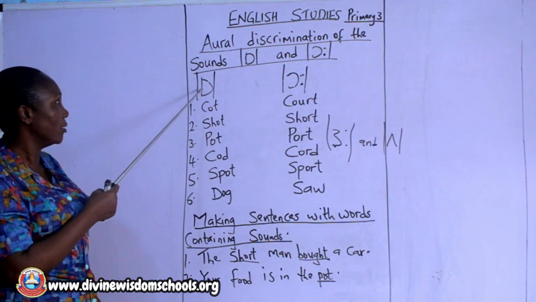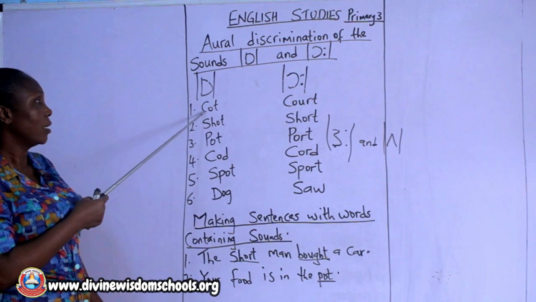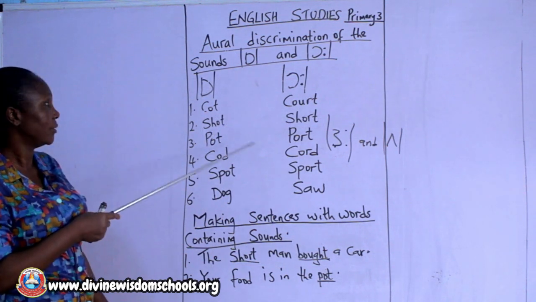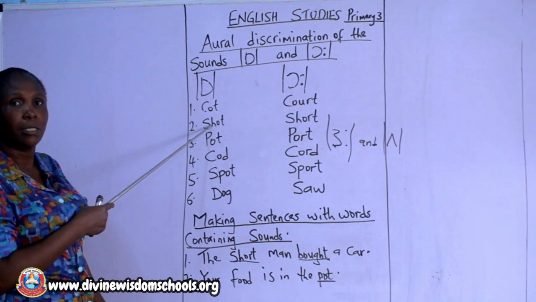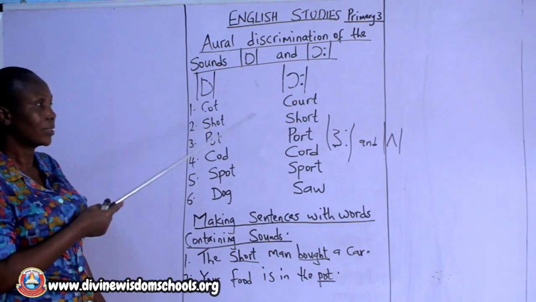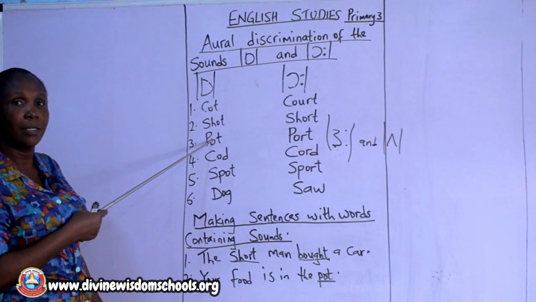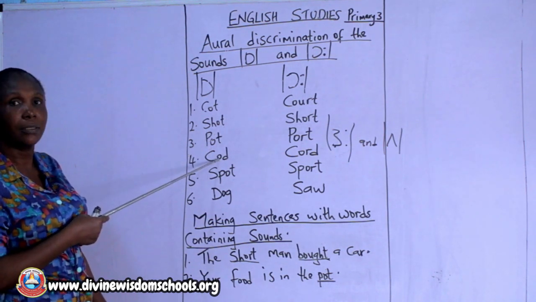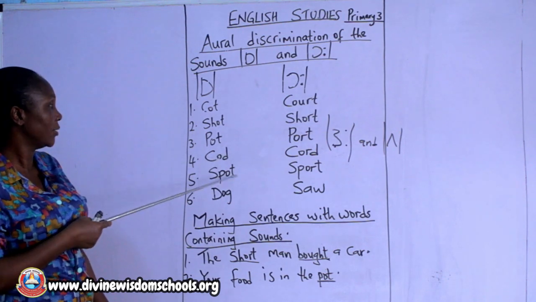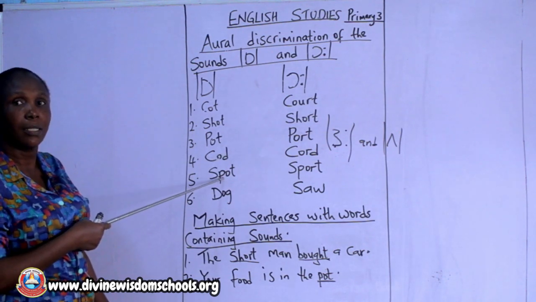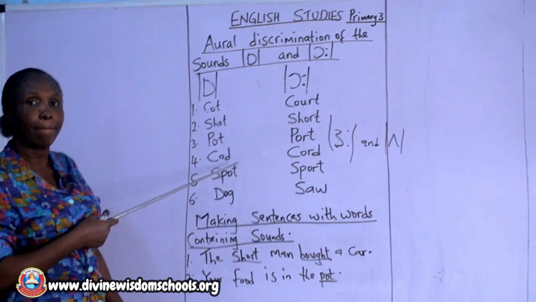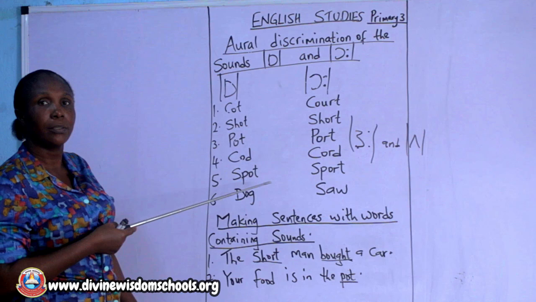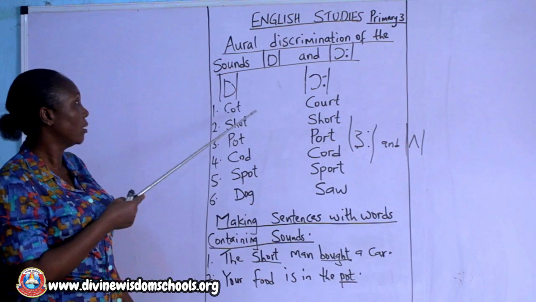Under /ɒ/, we have cut, shot, pot, cod, spot, dog. We'll take it again.